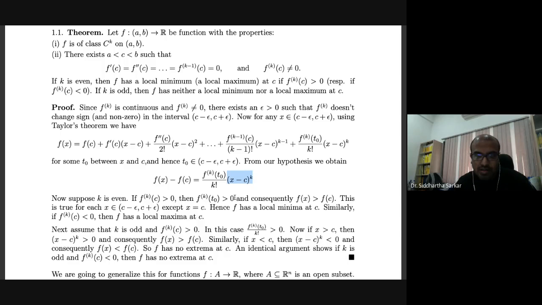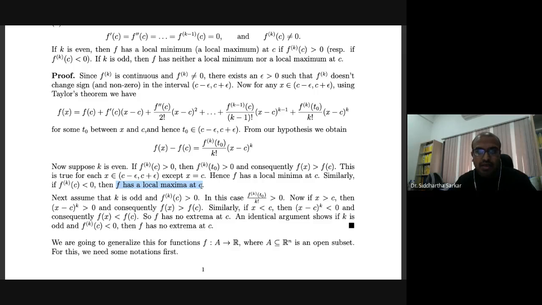So in this case, I always have f(x) greater than or equal to f(c) for whatever point you choose from this interval (c minus epsilon, c plus epsilon). Okay, so that immediately means that at c I have a minima, local minima. Yeah, so similarly, if the kth derivative at c is negative, I can achieve a local maxima.